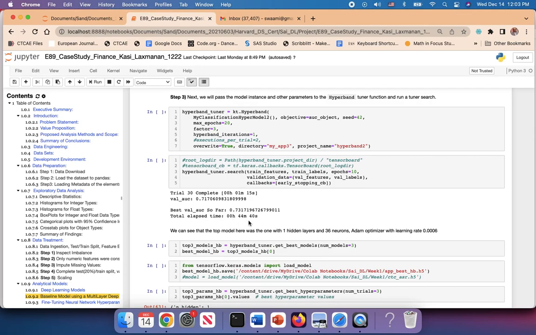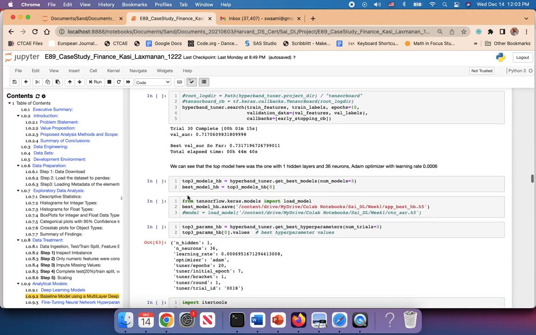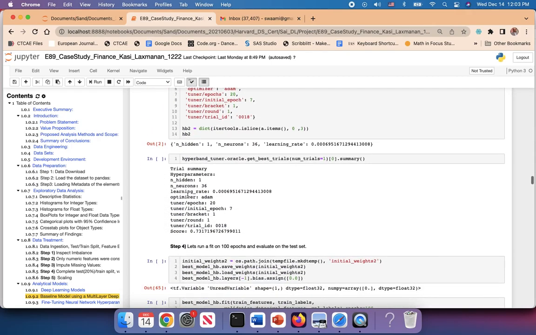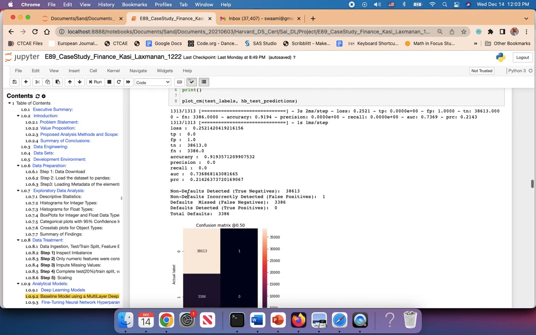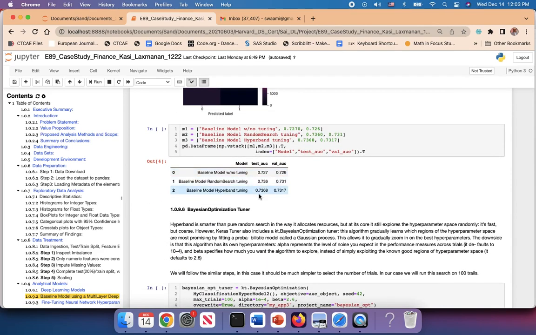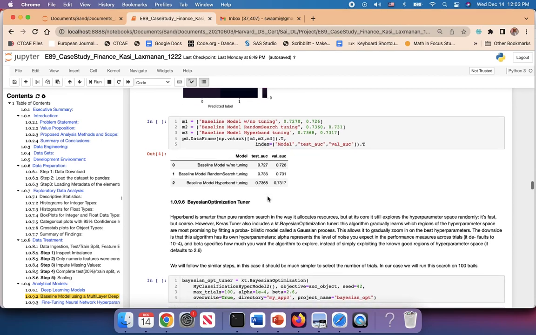So it took about 44 minutes to run with 30 trials completed. We will also do a similar exercise where we look at the best model and then run an evaluation on the test data set. We can see that the hyperband tuner does slightly better than the random search tuner on this baseline model.